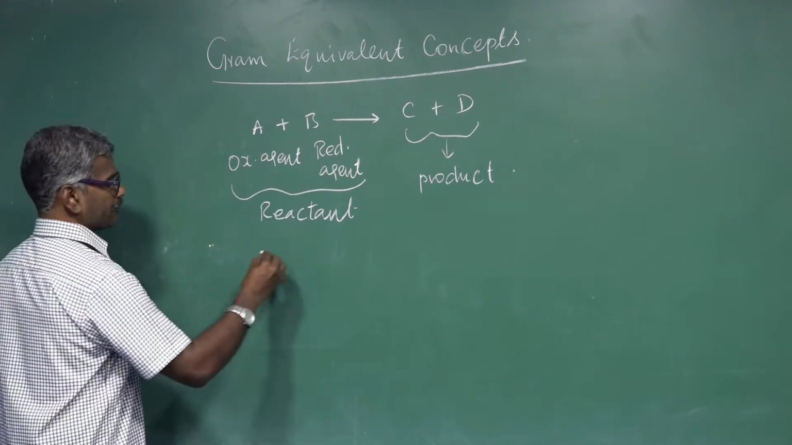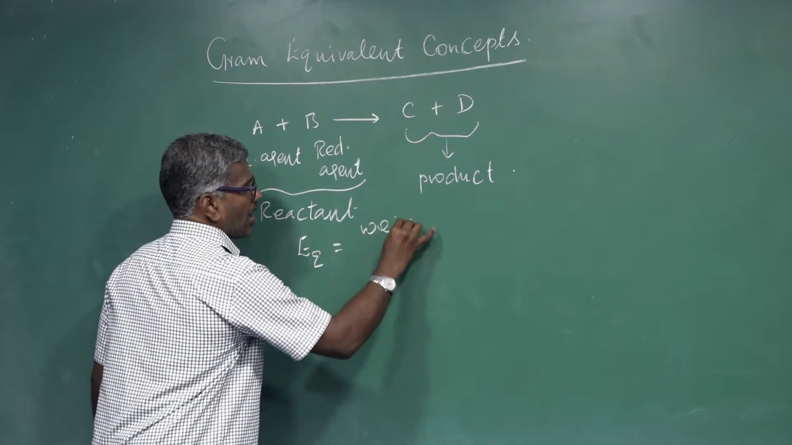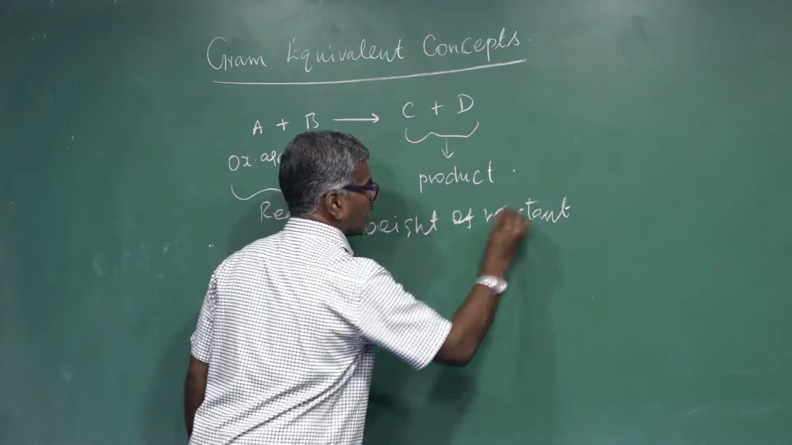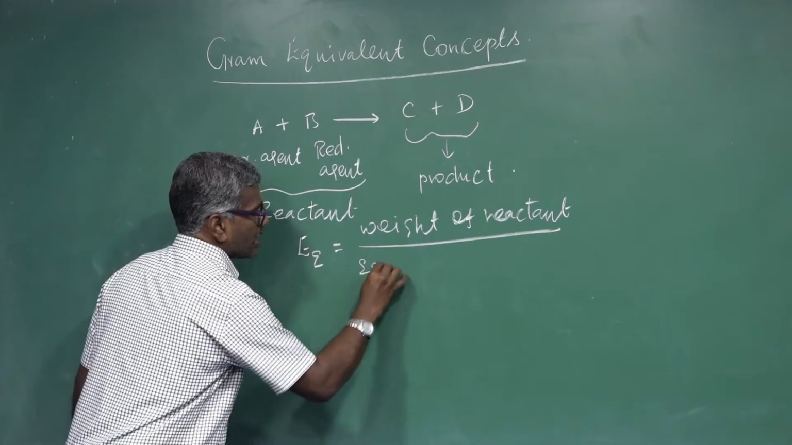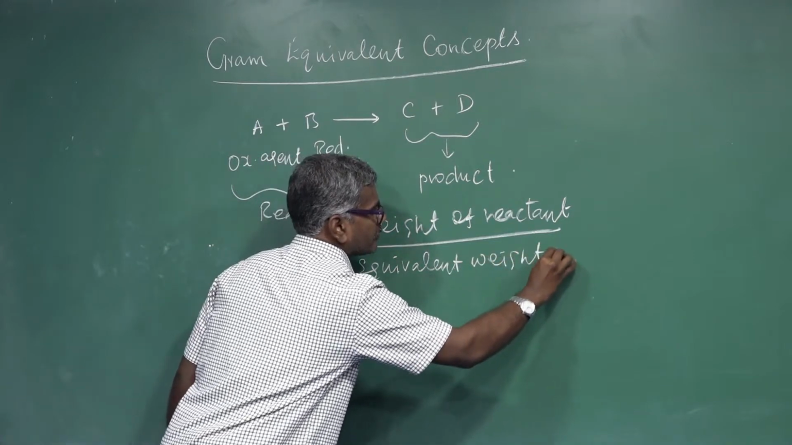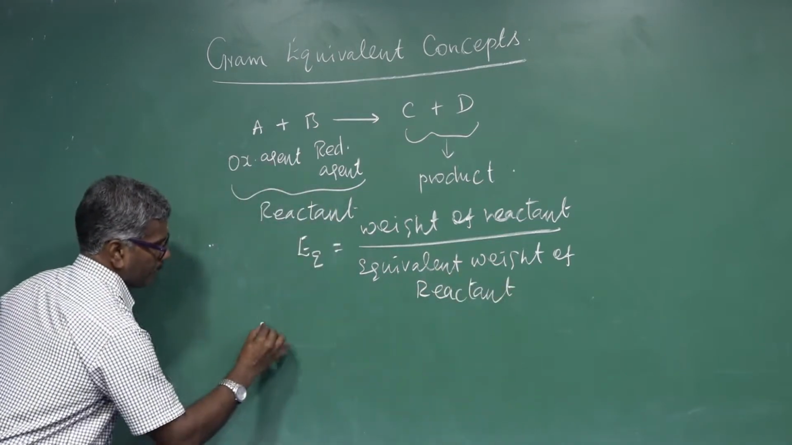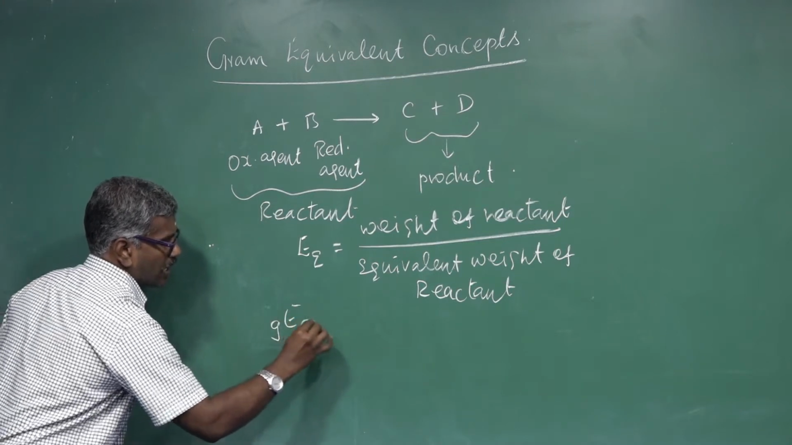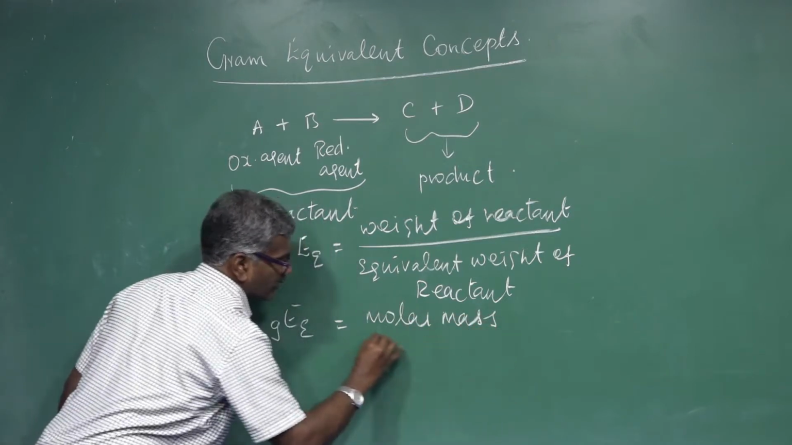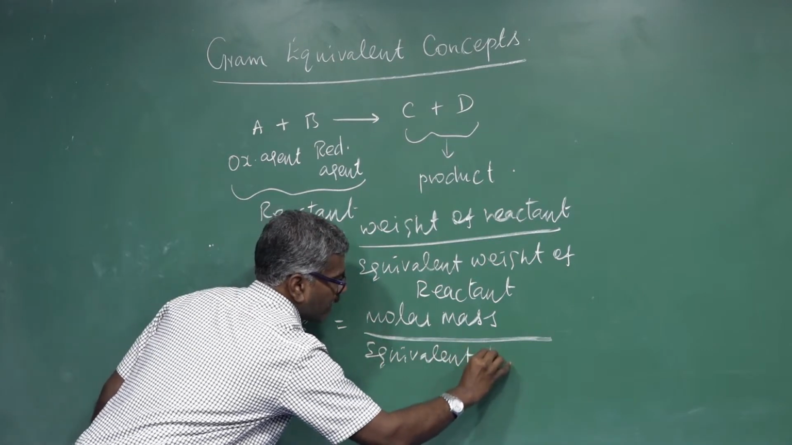Here the formula: equivalent mass equals weight of reactant divided by equivalent weight of reactant, or gram equivalent mass should be equal to molar mass divided by equivalent mass.